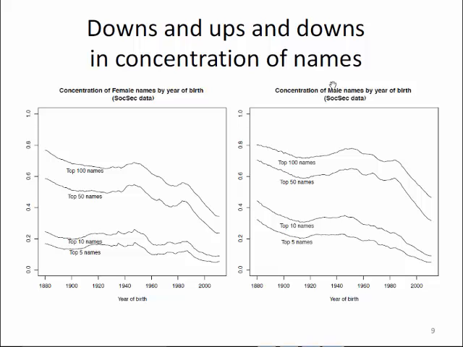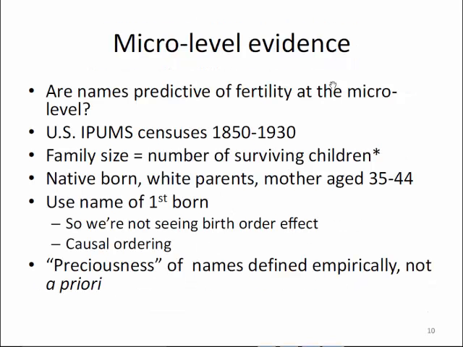Okay, so let's go to the micro level. So we're going to use censuses from IPUMS. I think we're using the public data, although now the 100% data is available to those who work hard to get it. We didn't go up to 1940, but now we could.